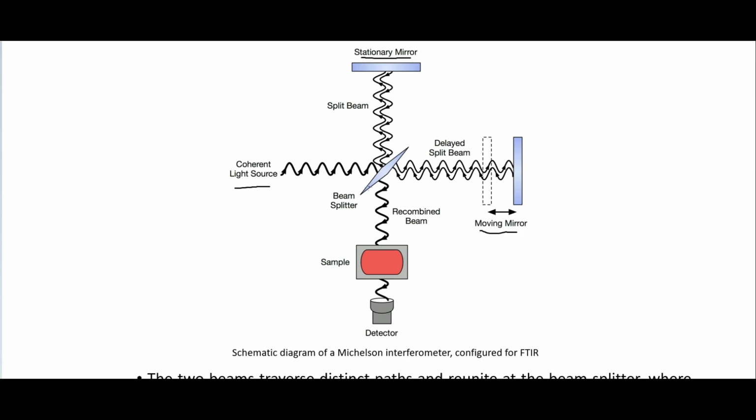It's going to emit light that hits this beam splitter. This allows half of it to reflect and half of it to transmit. So the reflected will go up to the stationary mirror. The transmitted will go to the moving mirror. They reflect off those mirrors. They come back here, recombine, and then go down here where it will hit the sample and then be detected.